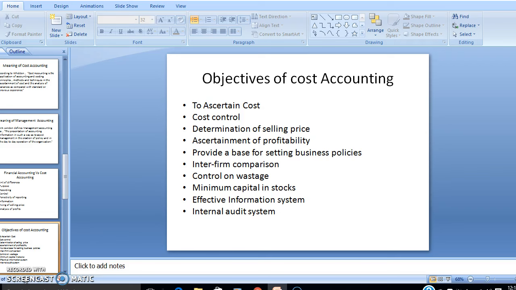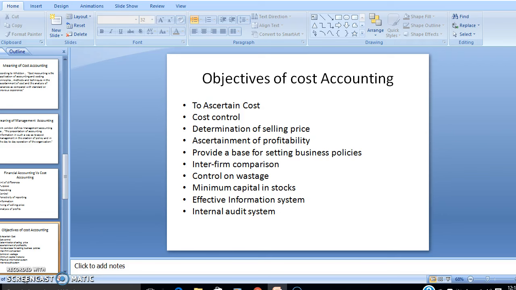So our next objective is to provide a base for setting business policies. Yes, cost accounting helps to provide accurate cost information. These cost data help the management in making short-term and long-term business policies to be followed, like to introduce a new product or a new method, how to use the idle capacity if there remains any, make or buy decisions regarding a product, etc.